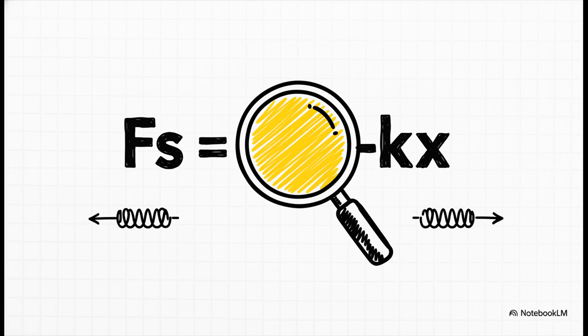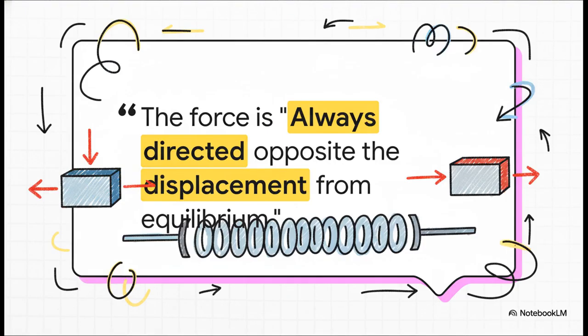Now, you might have noticed that little negative sign tucked away in the equation. It looks so small, so insignificant, right? Wrong! It is without a doubt the most important part of Hooke's law. That little dash tells us everything we need to know about how a spring behaves. See, that negative sign means the force is always directed opposite the displacement from equilibrium. What does that mean in plain English?